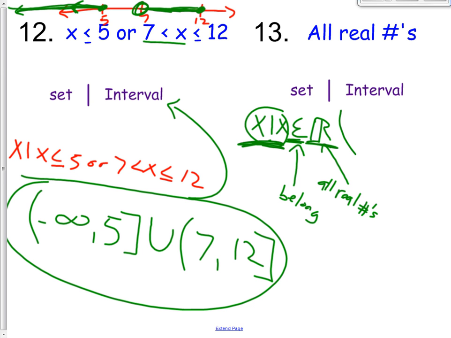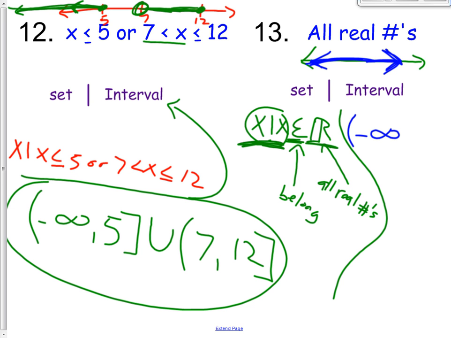Our interval notation is this. If x belongs to all the real numbers, here's our number line. Our x values are forever to the left and forever to the right. Where does my x start? It starts at negative infinity. I always have a parenthesis. Where does it end? Well, it doesn't. It ends at positive infinity. So we end that with a parenthesis. So that's what we have for set and interval notation when it's all real numbers.